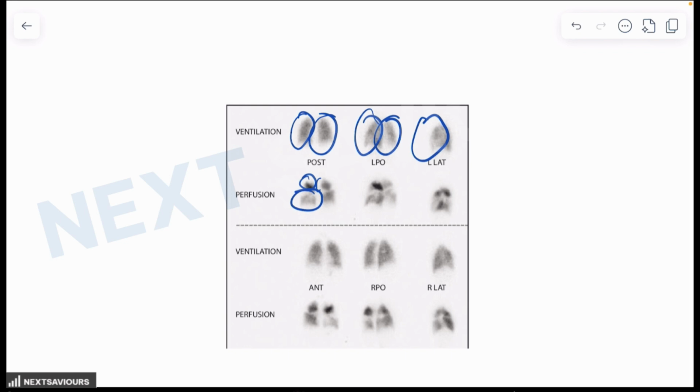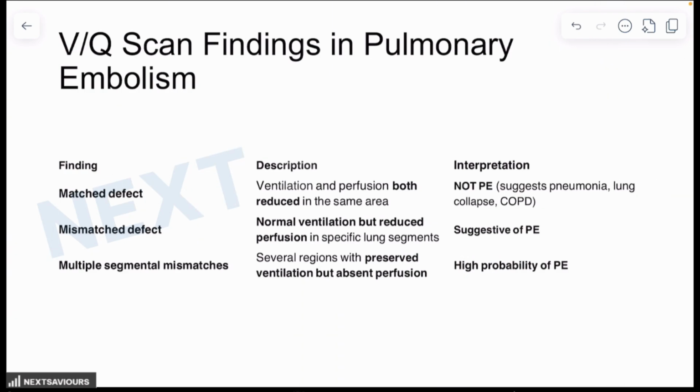And how is it being identified? Like, what are the ventilation perfusion scan findings in the pulmonary embolism? You see, if there is a matched defect, that means ventilation and perfusion both are reduced in the same area, then it is obviously not the pulmonary embolism. It might suggest pneumonia, the lung collapse, or the chronic obstructive pulmonary disease.